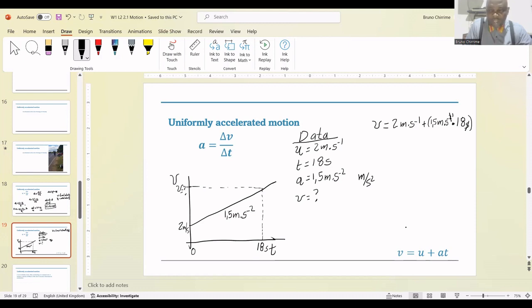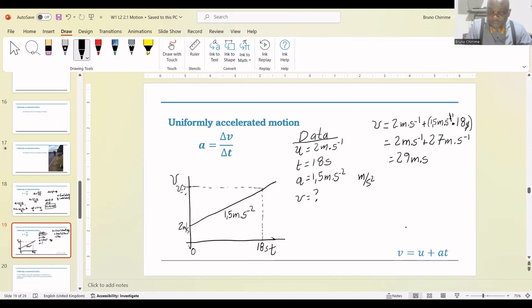So it's 27 meters per second, and you add that to 2 meters per second. Of course, that will give us a velocity of 29 meters per second, close to 30 meters per second. This is not a human being that is moving. This is probably a fast car. It moves from 2 meters per second all the way to close to 30 meters per second in 18 seconds. This has got to be a fast car that we're talking about right here.